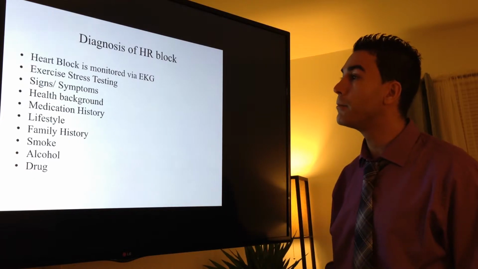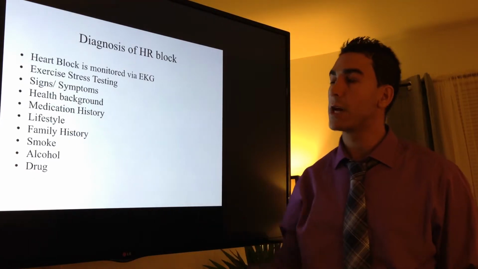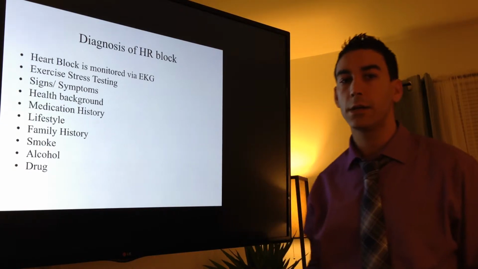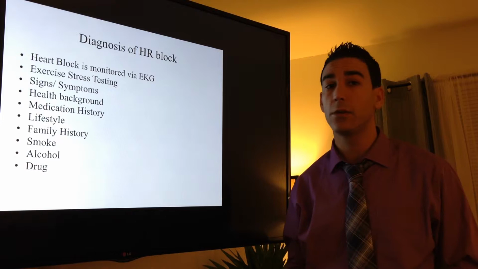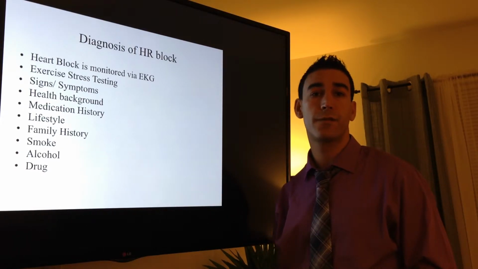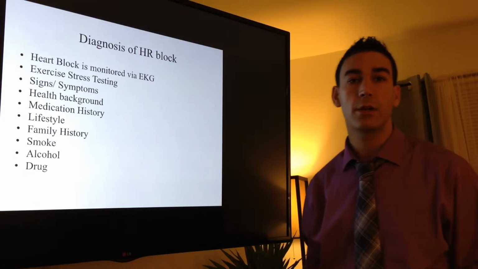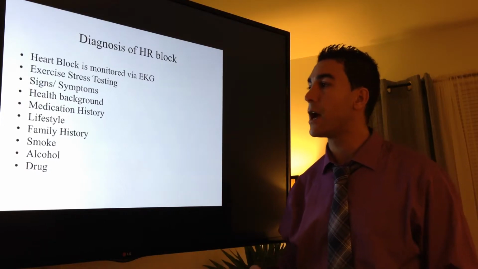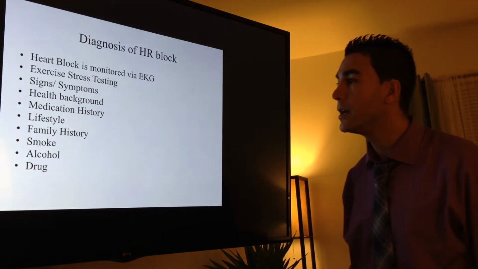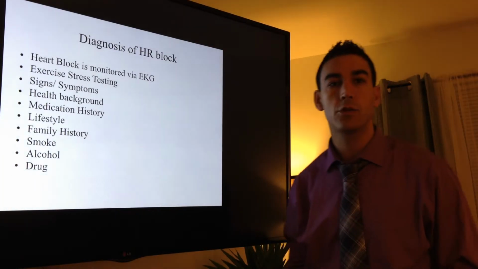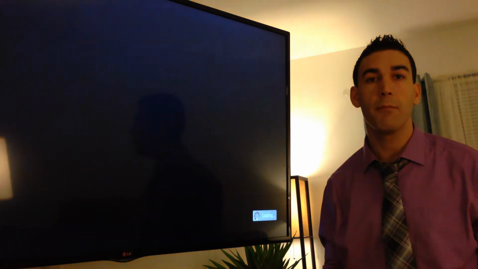Signs and symptoms are usually reviewed by physicians to monitor for any heart rate, heart failure, or any heart problems. They do check for health backgrounds to find out if there was any surgery done, any other health issues that could relate to athlete's heart. Medication history, medication intake is very important because, as we mentioned earlier, there are certain medications that cause the athlete's heart. Lifestyle, family history is monitored by physicians. Smoking, alcohol, and drugs can have a huge impact on diagnosis of heart block.